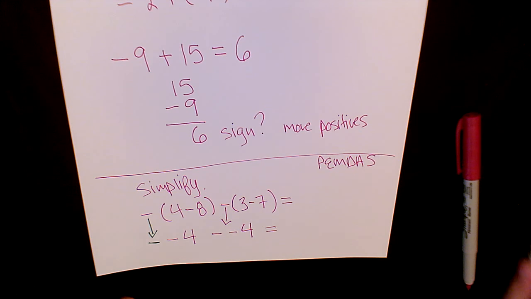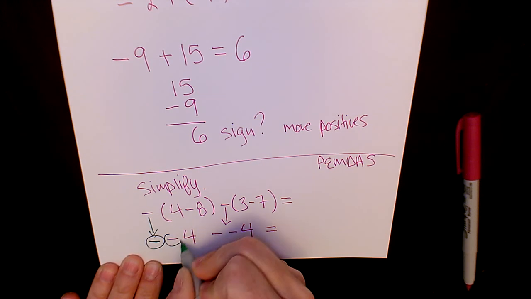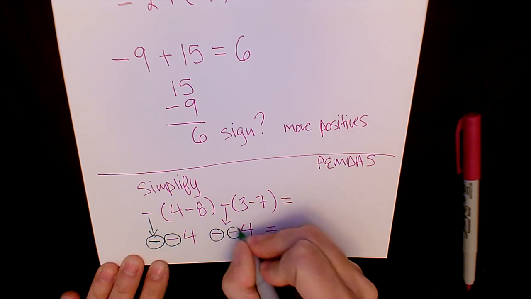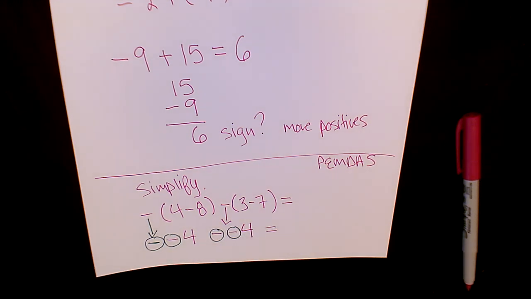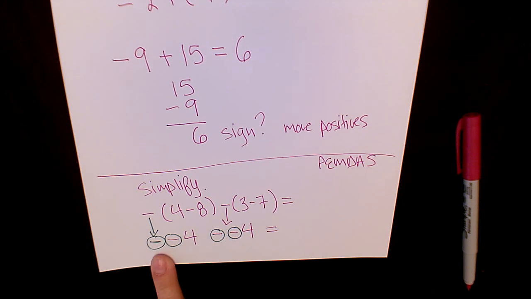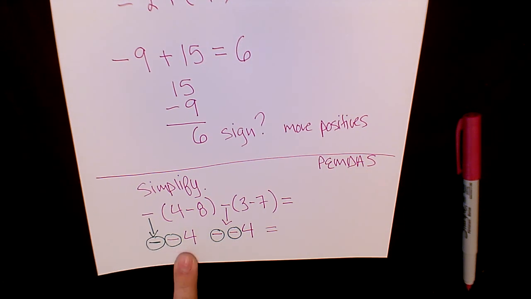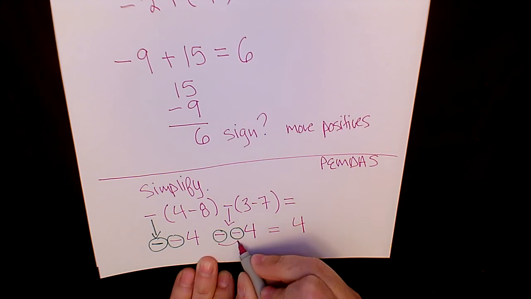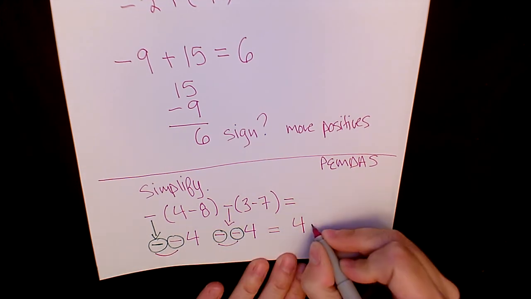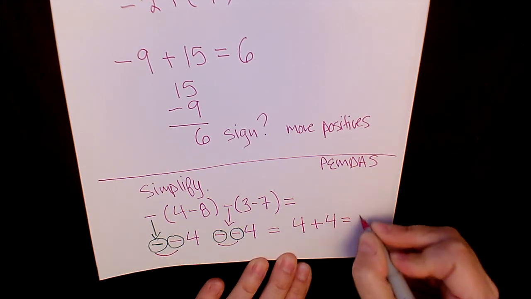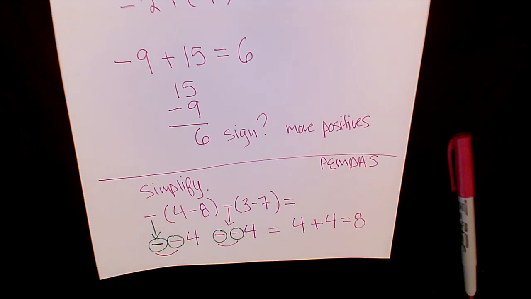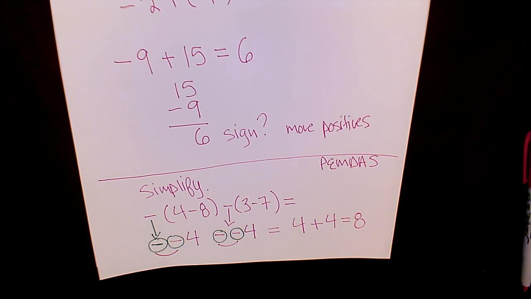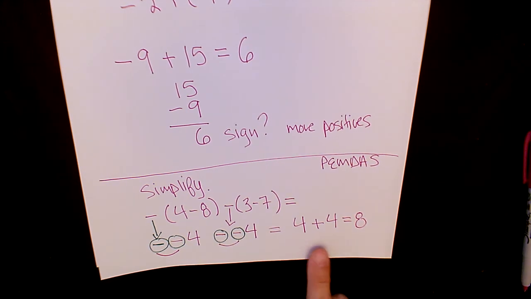Well, what happens when I have the double negative? Remember, if you want to go ahead and circle them, if that helps. Remember, whenever I have the double negative, it turns positive. So this is really just 4, and here's another double negative here, plus 4, which is just 8. So I've got a 4 plus 4, which is 8.